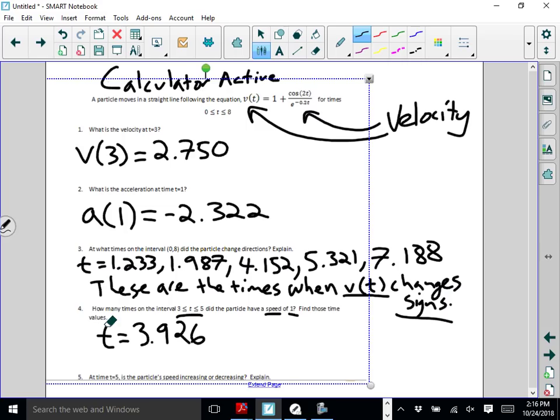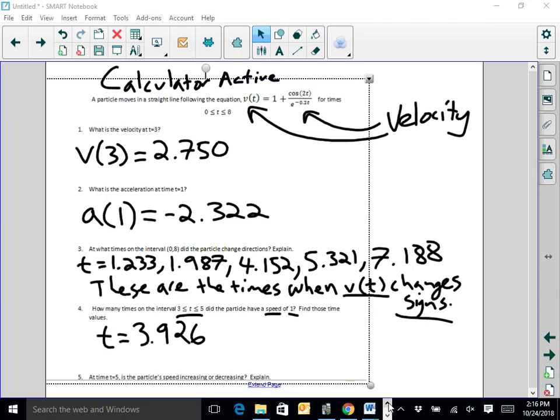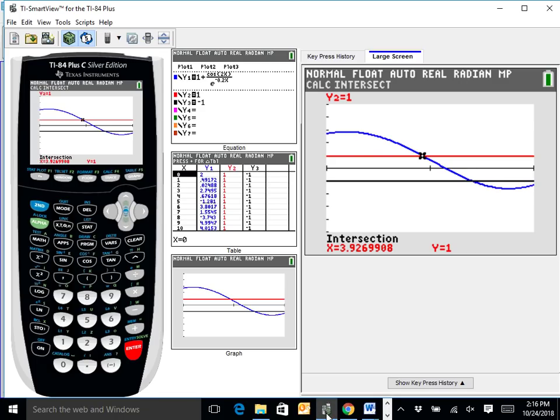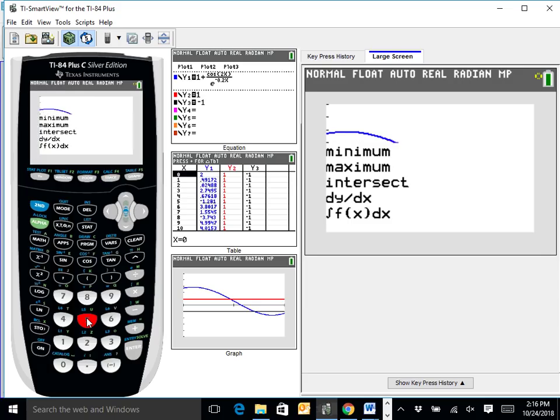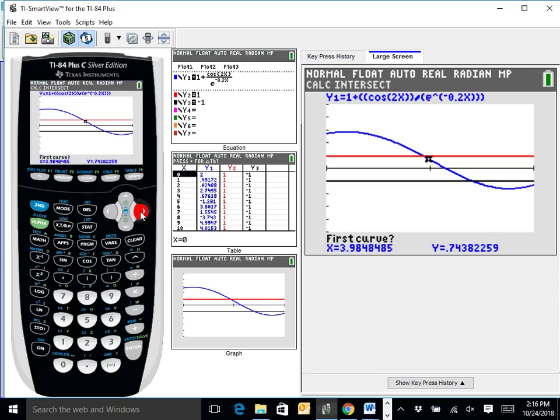Doing that again, I want to find that next intersection, so I'll hit second calc intersect. I'm going to move my cursor closer to that last intersection. I'll hit enter. Ooh, no, it's wanting me to use that Y2 line. I don't want to use that line. I'm going to hit down to use Y3, hit enter, and enter one more time. 4.414.